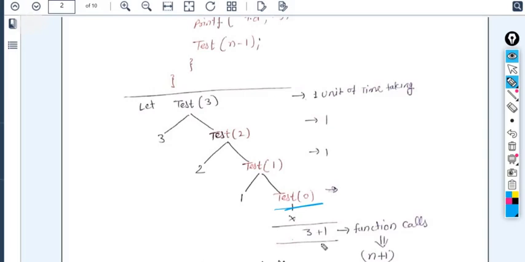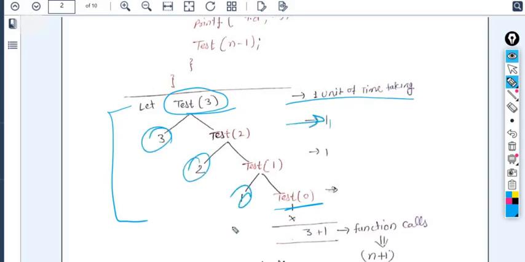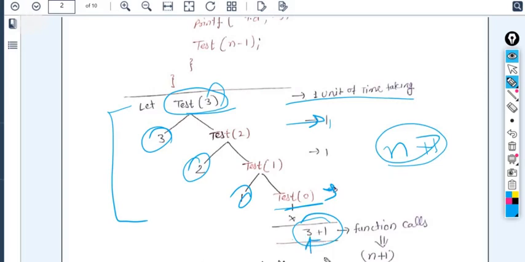How many times does this algorithm execute? Test 3 executes in 1 unit of time, and printing also takes 1 unit of time. Only a single constant time is taken at execution by the compiler. So how many times are you calling the function: 1, 2, 3, 4. That means if you take the value as 3, then 3 plus 1 function calls happen. If you pass the value as n, the number of function calls will be n plus 1. So if n is 3, then it is 3 plus 1, 4 function calls take place here.